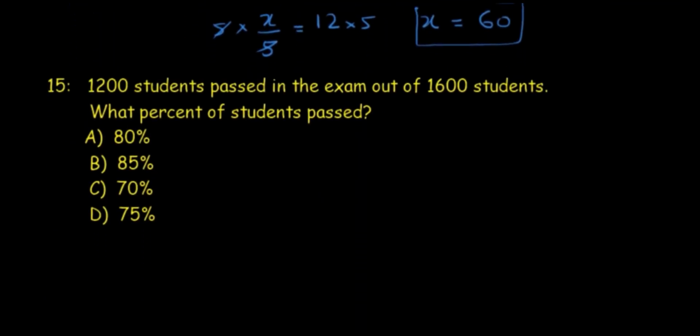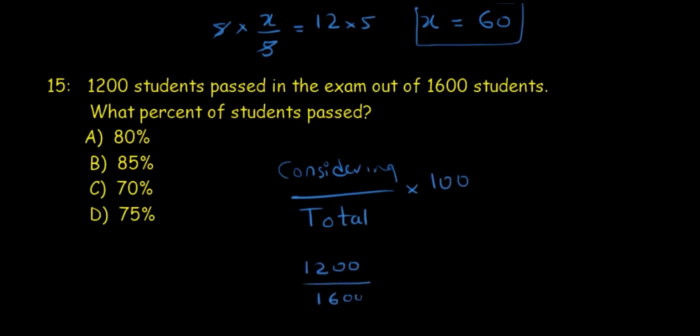Last question on percentages. 1,200 students passed the exam out of the 1,600 students. What percent is that? Remember we said whatever we are considering over the original or the total, whatever you want to call it, times 100. That's what we're using over here. So we're considering 1,200 students out of the total, which is 1,600 students, times 100.